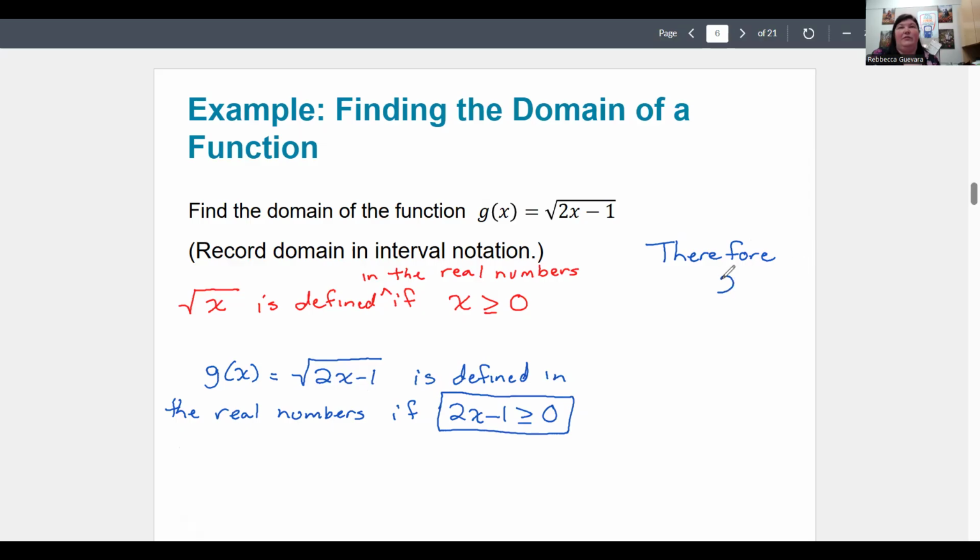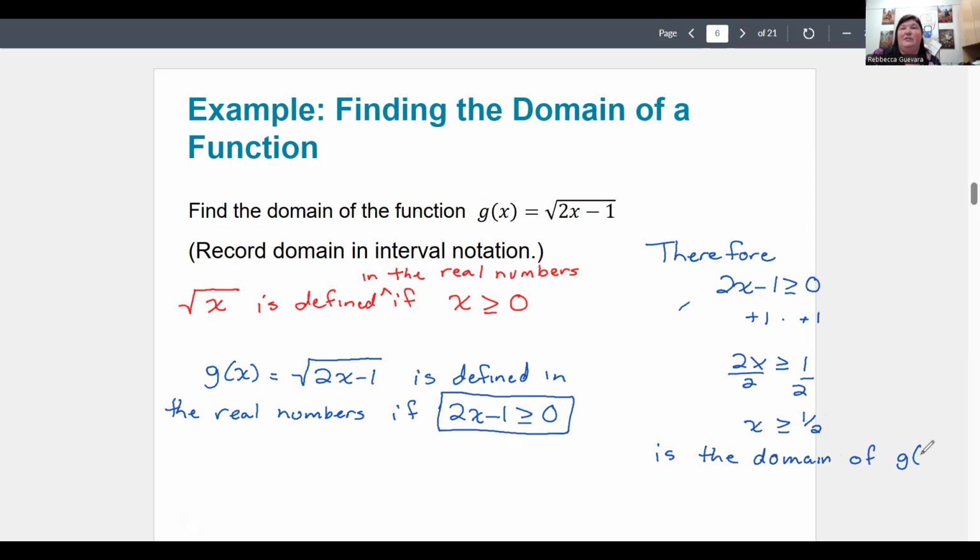So therefore, if I take 2x minus 1 greater than or equal to 0, we have an inequality and we're just solving it. We're going to add 1 to both sides, so we get 2x is greater than or equal to positive 1. Then if we divide both sides by 2, we get x has to be greater than or equal to 1/2. So therefore, x greater than or equal to 1/2 is the domain of g of x.